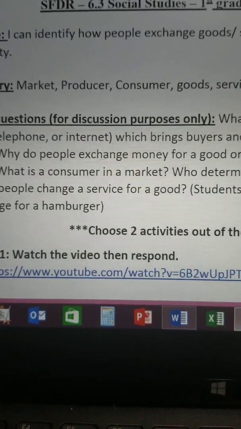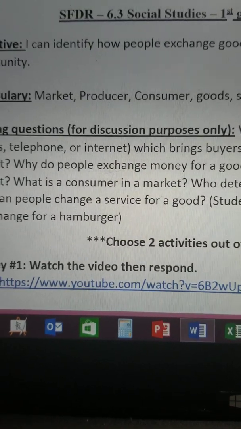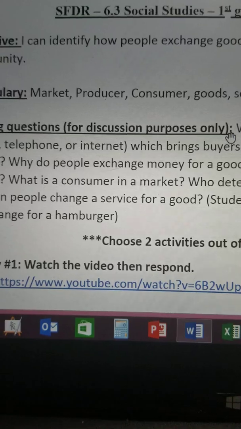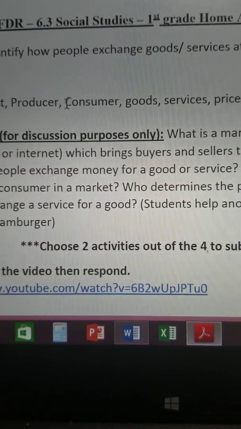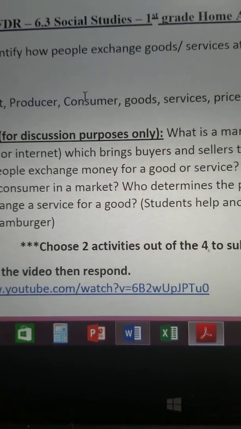A producer is somebody who makes or grows goods. So somebody who makes things like a computer, or somebody who grows things like a farmer would be a producer. A consumer is somebody who buys those goods. So when you go to the store and you buy stuff, you're a consumer.